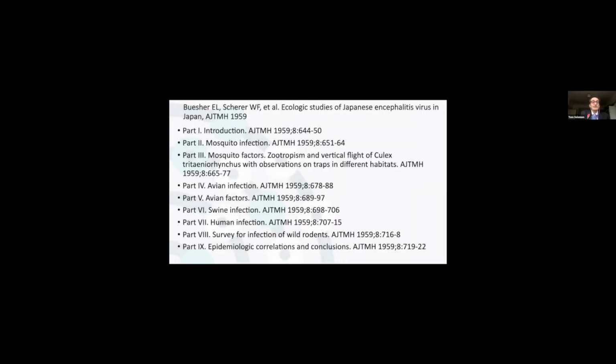And in fact, for this disease, Buescher and Scherer really did all the critical early work in the 1950s, looking at the mosquitoes, mosquito factors, avian factors, the swine's involvement, human infection. They even did a survey of wild rodents, but didn't find much virus there. And they put it all together in the epidemiological correlations and conclusions. And in fact, certainly for mosquito-borne zoonotic viruses, we've been applying One Health approaches for 60 years or more, which would be before the term One Health was adopted. But actually, overall, I think One Health approaches have been used for at least a couple of hundred years in thinking about human disease.